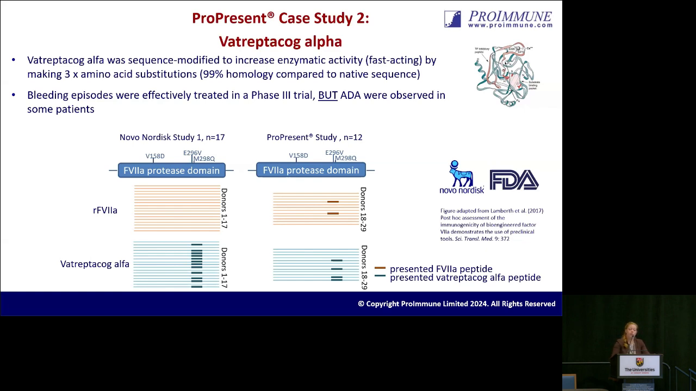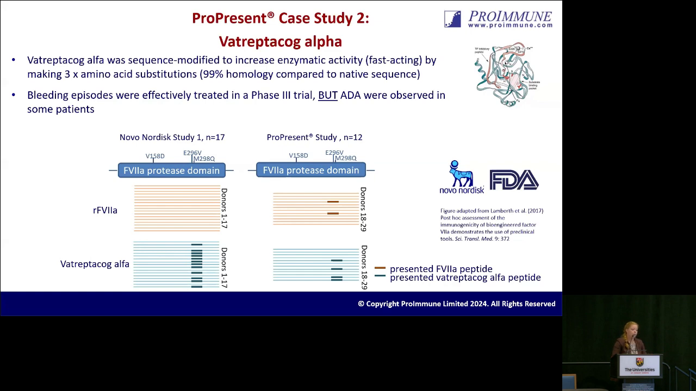So this is a retrospective study performed by Novo Nordisk and the FDA, looking at Vitreptocog alpha, which is an engineered factor 7A analog that had to be pulled from the phase 3 trial when ADAs were observed in some of those patients. Now, Vitreptocog alpha just has 3 amino acid substitutions compared to the native form that's been used for more than 20 years with no issue.